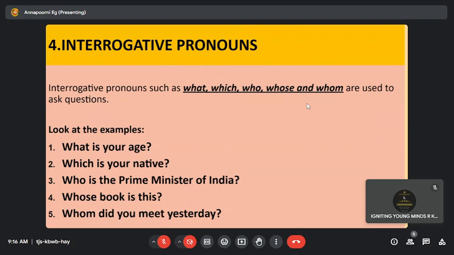So here, what, which, who, whose, and whom, they are very easy to remember because what and which are similar in meaning. Who, whose, and whom can be studied together because all the 3 words are denoting people. Who means kaun, whose means kiska, whom is kisko. Okay. So you can easily remember that. So please take down the notes. Okay. No need to write the examples, just the definition alone.